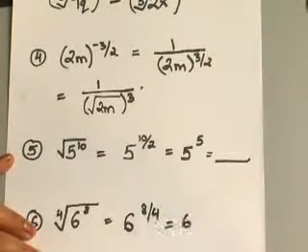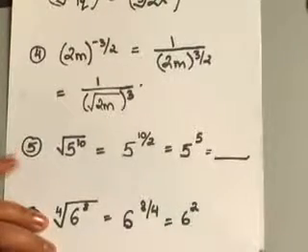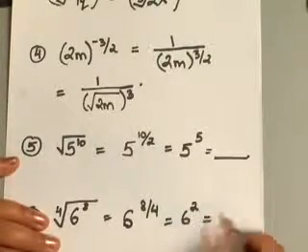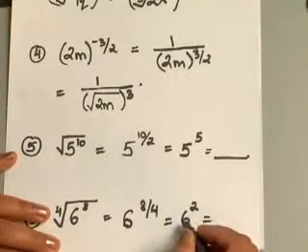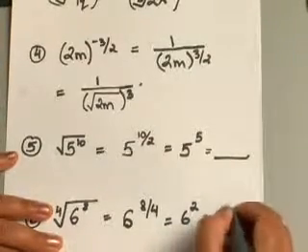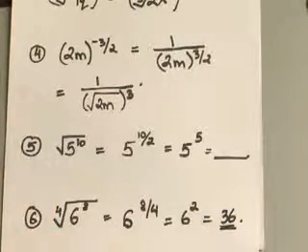And go ahead and reduce the 8 over 4. So 4 will go into 8 twice. So that will give you 2 as your power. And then again, go ahead and evaluate and see what you end up with for 6 squared. And of course, you know that will be 36 as your answer.